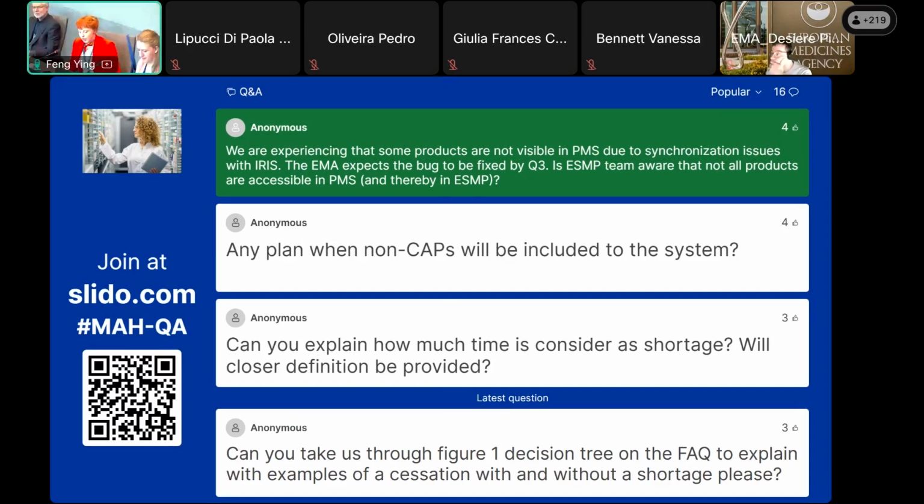Yes, so I'm going to pass it over to PMS colleagues just to see if there is any update there. So we got several tickets through the relevant EMA reporting channels saying that some MAHs were not able to report shortages, so then we liaise with them directly. But as far as I understand, it has not been a very widespread issue, at least from the ESMP side for shortage reporting. But I will pass over to PMS colleagues just to see if there's any updates they'd like to share.